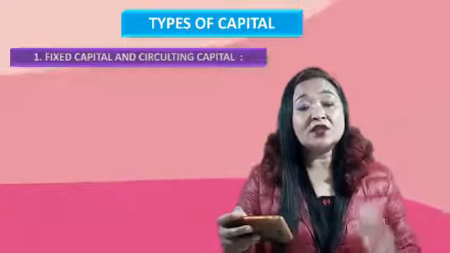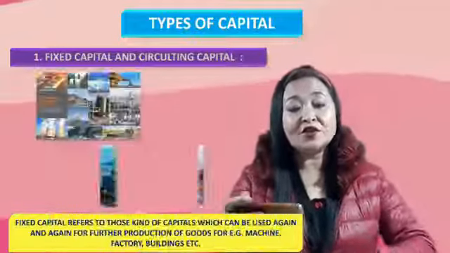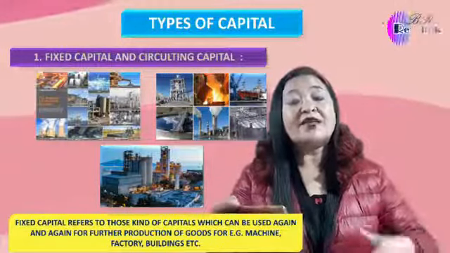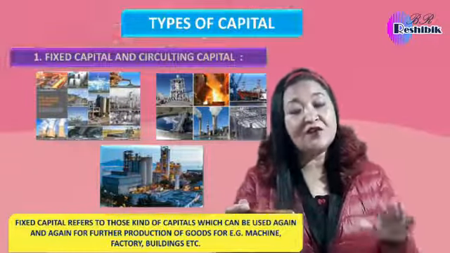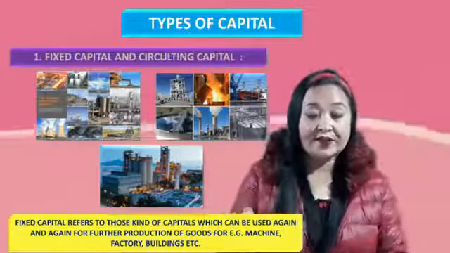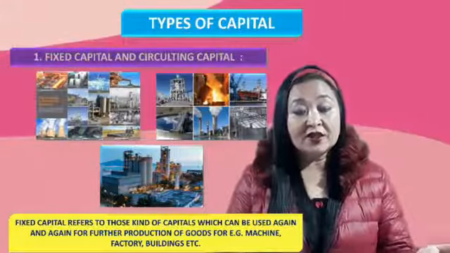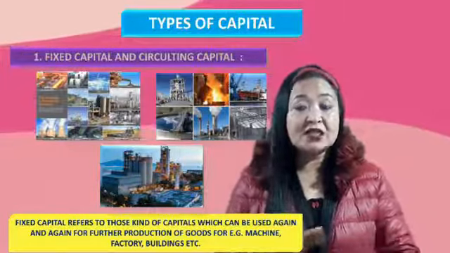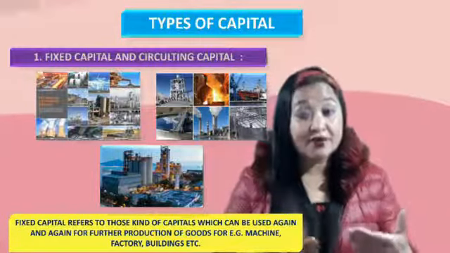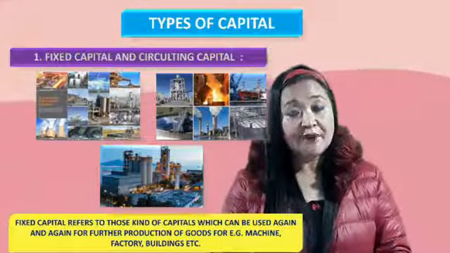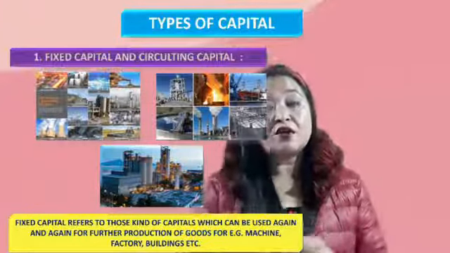Now first of all, what is fixed capital? Fixed capital refers to all those kinds of capital which can be used again and again for the production of goods and services. For example, factory building, machine. The service of a machine and the factory building does not come to an end with one use. It can be used again and again for the process of production. So such kind of capital is known as fixed capital.